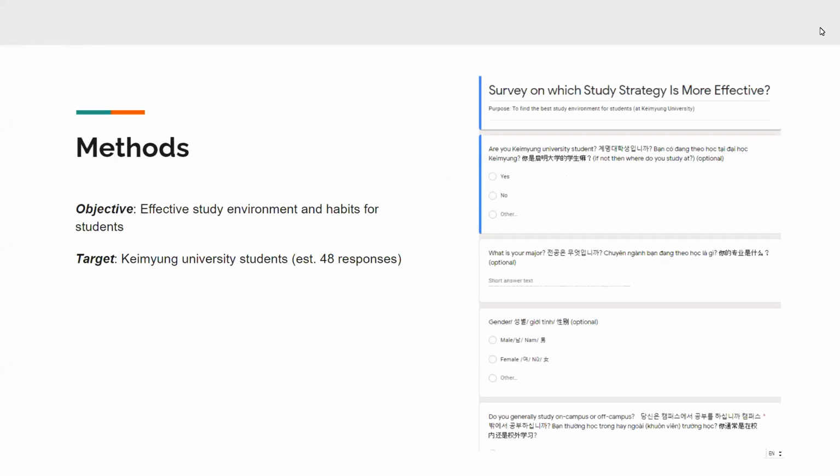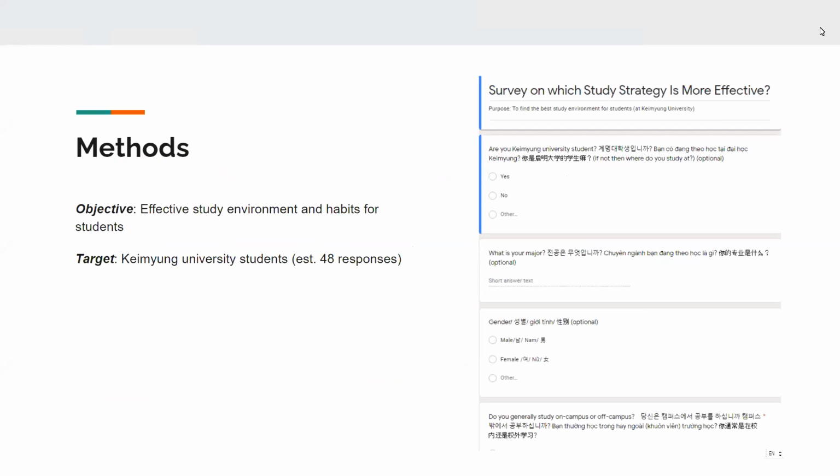So we saw the problem is there are many students who want to improve their study as well as their grades, but there are a large amount of study environments and study habits that make them lost, wondering which is the best and suitable for them. Next, the subjects of the survey were many Kiamyang University students.